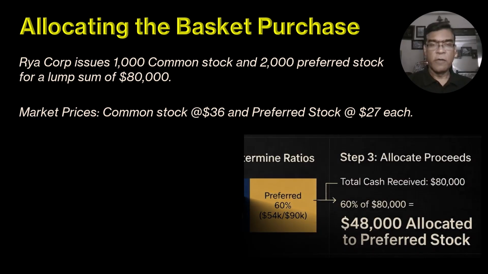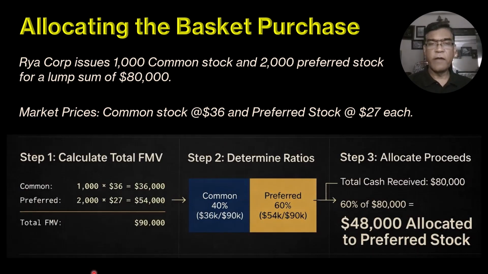Our first step is to calculate the fair market value of the shares. So 1,000 shares at $36 per share: common stock is 1,000 times 36, which is 36,000. Preferred stock is 2,000 shares at a market price of 27, so 2,000 times 27 equals 54,000. So the total fair market value is 90,000.